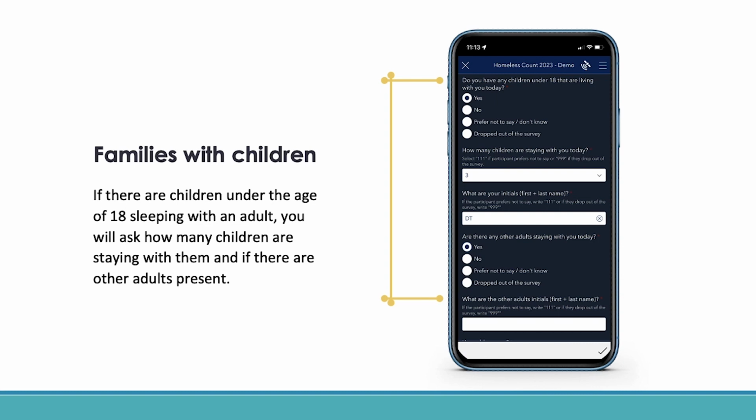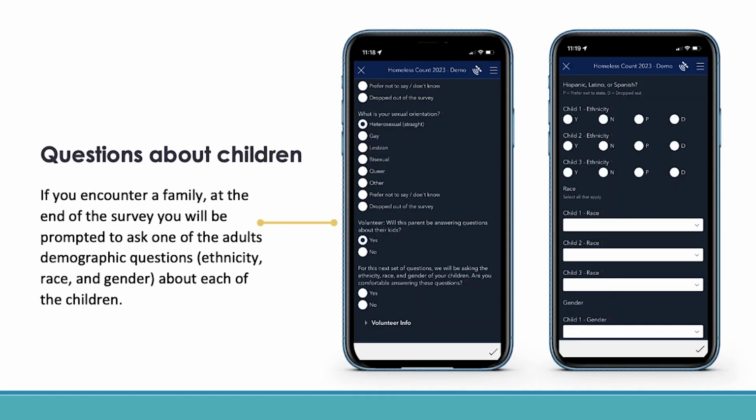Make sure a survey is conducted for each adult member of the household. If you encounter a family with children, at the end of the survey, you will be prompted to ask one of the adults' demographic questions, including gender and race, for each child. If there are multiple adults present, only one adult should answer the demographic question on behalf of the children. Make sure you communicate with your team members to determine who will be answering the questions about the children.